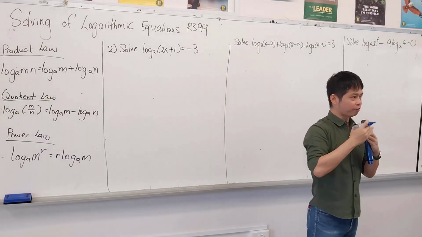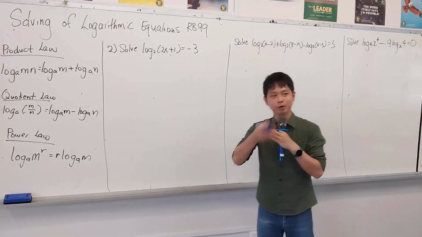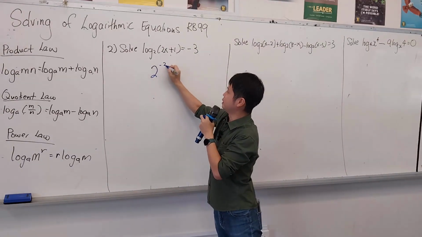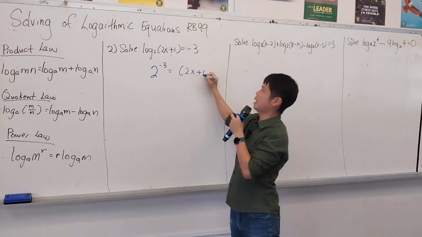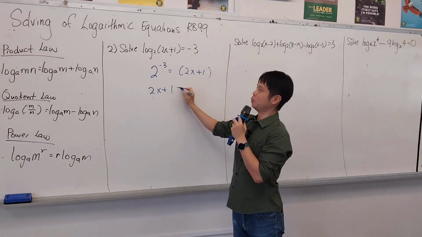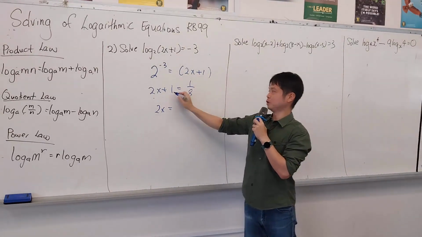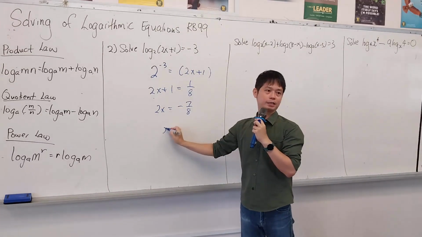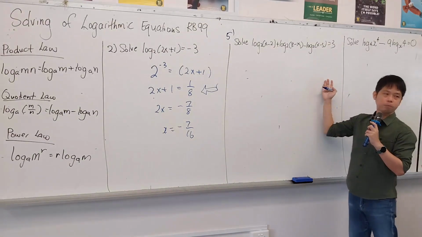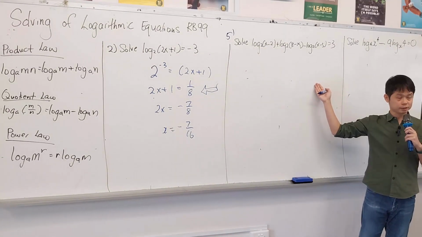So what we do is when you have a logarithmic form, you change it to an exponential index form. Understand? If you already have a logarithmic form, you change it to an index form. So I will have base 2 to the power of negative 3 equals to 2x plus 1. That's all. Very simple, right? So 2x plus 1 equals to 1 over 8. And hence 2x equals to negative 7 over 8 and x equals to negative 7 over 16. Done. Very simple, right?